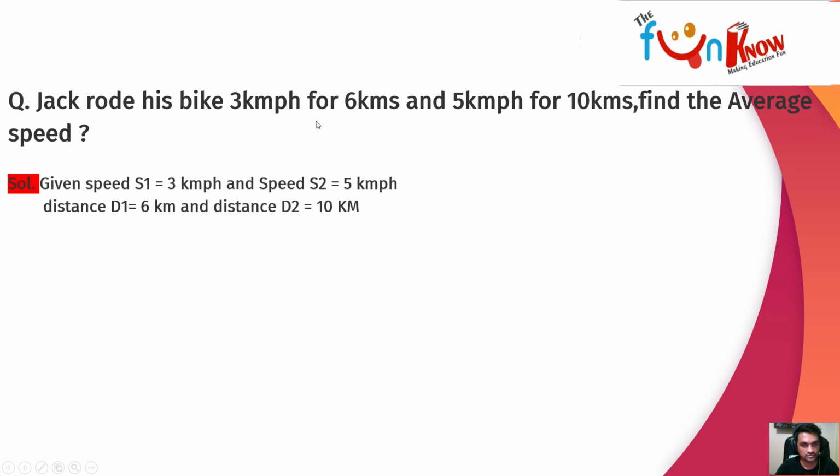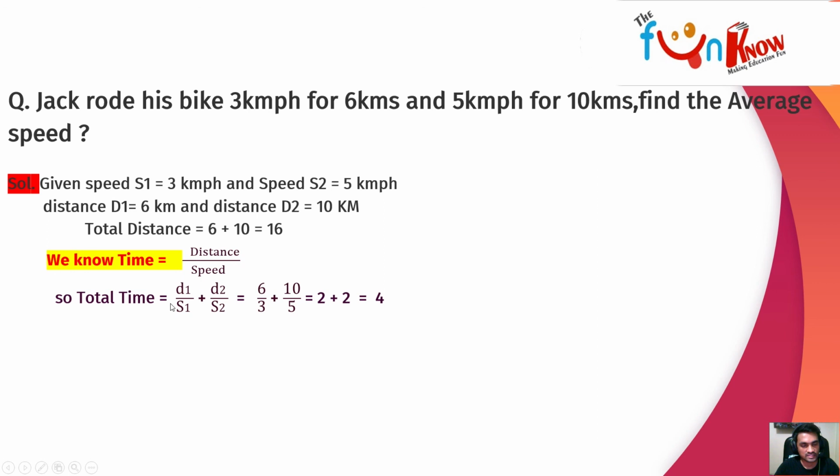Here we know that the first speed which is given is 3 kilometers per hour, and the second speed, which is S2, is 5 kilometers per hour, and the distances given are 6 kilometers and 10 kilometers. So here the speed is given and the distance is given, but the time is not given. So we first add the distances, 6 and 10, and we get 16 kilometers. Now we'll try to calculate the time. So time is equal to distance divided by speed.